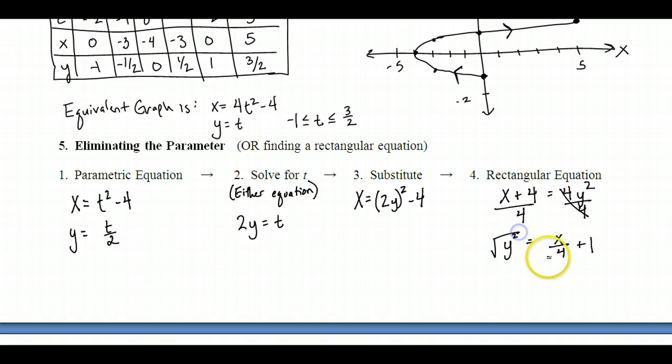When I create a square root, remember we also have to create the plus or minus, and that's why this now is not a function. So y is equal to positive negative square root of x divided by 4 plus 1. And we've eliminated our parameter, and we can graph this if we want to. If you graph this, remember you have to have the positive and then you have to have the negative. You'd have to make 2 graphs if it's a rectangular equation. But pretty easy to eliminate the parameter.